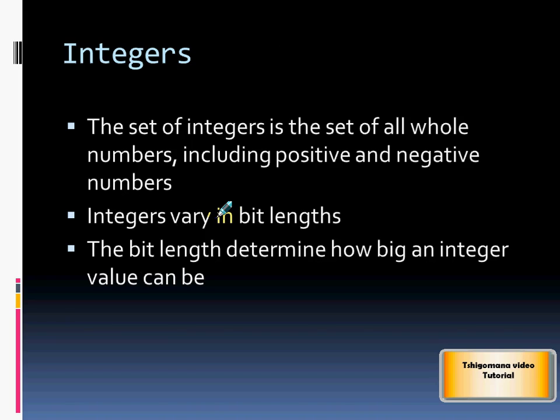Integers. Integers are a set of all whole numbers, including positive and negative numbers. Integers vary in bit length. The bit length determines how big an integer value can be.